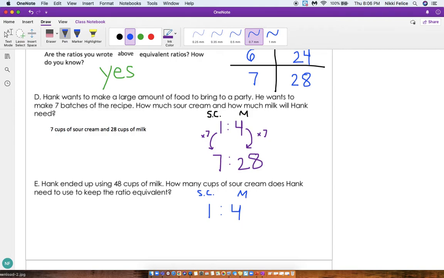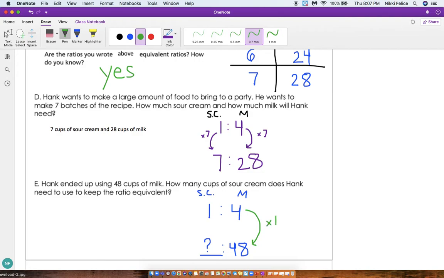Hank ended up using 48 cups of milk. So I need to figure out, if Hank used 48 cups of milk, and now I'm going to put 48 on the milk side of my ratio, how many cups of sour cream would have to go with that to keep this ratio equivalent? I'm going to ask myself, what do I multiply 4 by to get to 48?